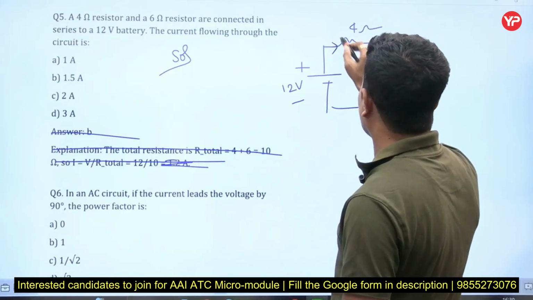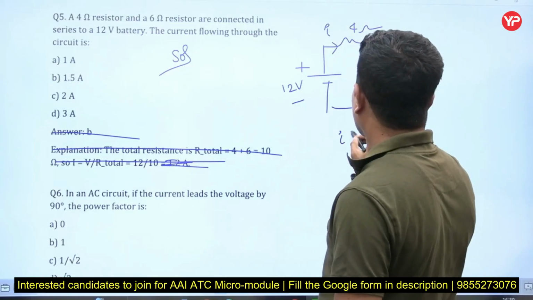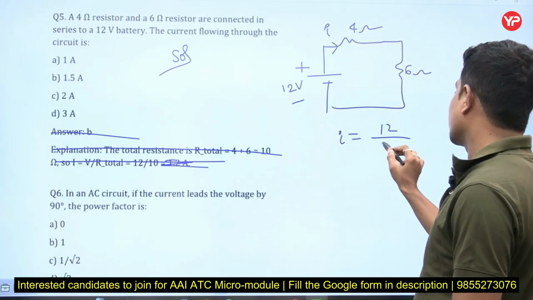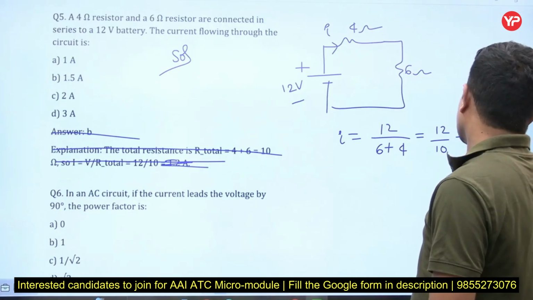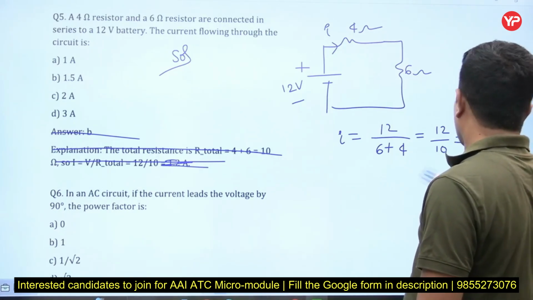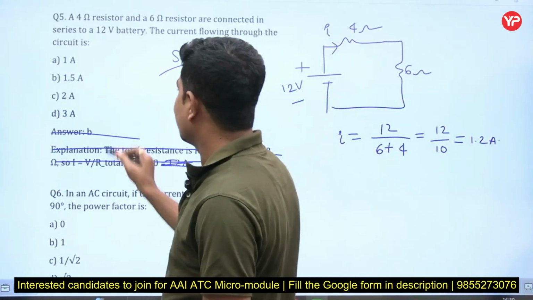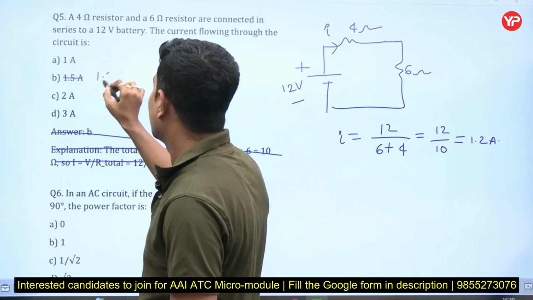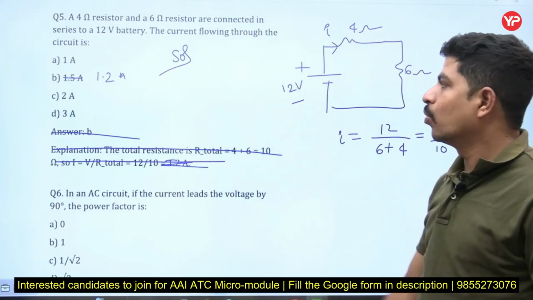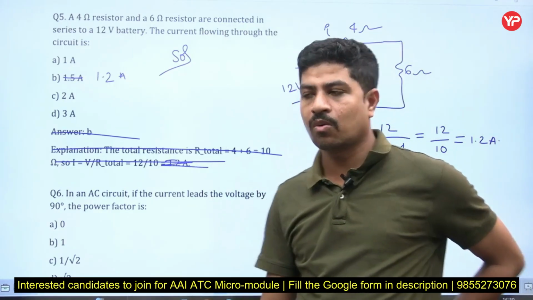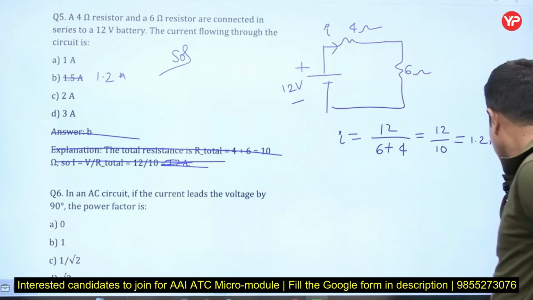4 plus 6 is 10 ohms. Then I want current, I is equal to V over total resistance, which is 6 plus 4. So 12 divided by 10 is simply 1.2 amperes. The answer is the same, but here the option is not given correctly. 1.2 amperes it is. It's a typo. Option B is 1.2, not 1.5. Right? That is a very simple question.